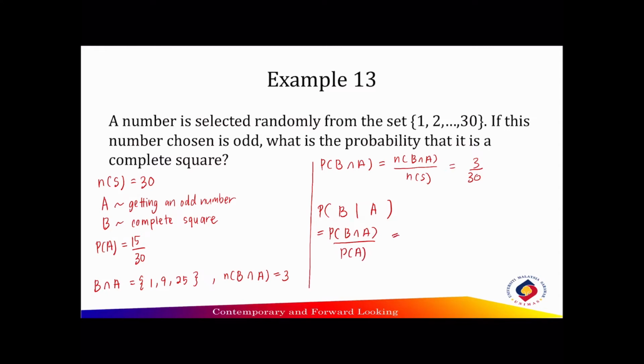Hence, previously we have 3 over 30, and for P(A), the probability of event A, we have 15 over 30. Then solving this, we will have 3 over 15. Simplify, and we will get 1 over 5. So that is the solution for example 13.